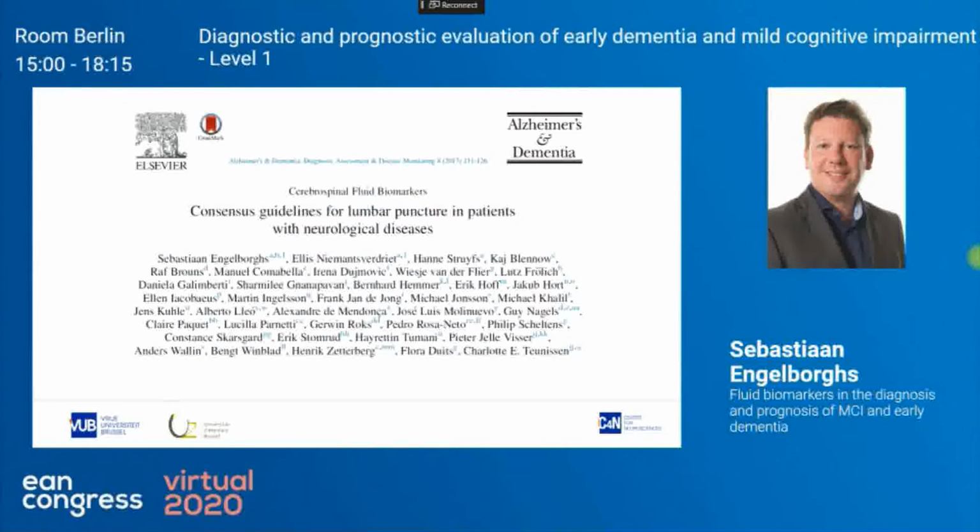How come that these complication rates were that high? Well, we saw that there was a huge variability amongst different centers with regard to the lumbar puncture procedures. And so that's why we have written consensus guidelines for lumbar punctures in order to strive to reduce the complication rates after lumbar punctures.